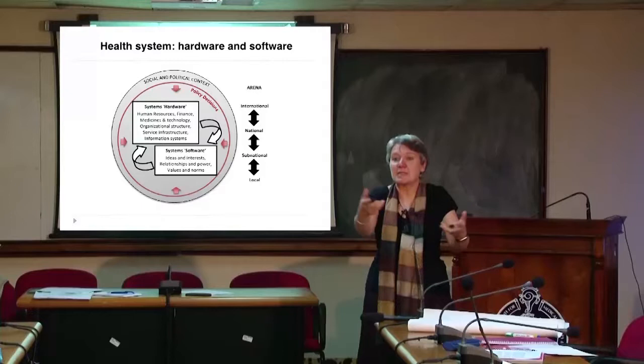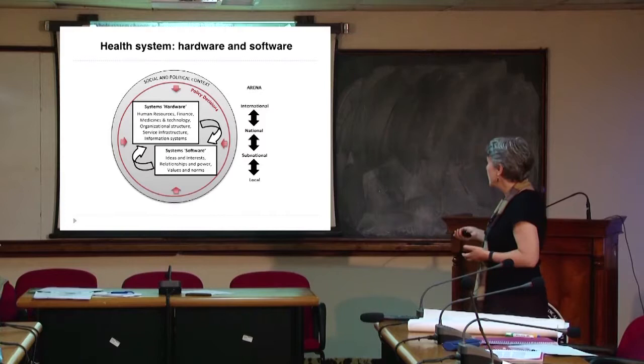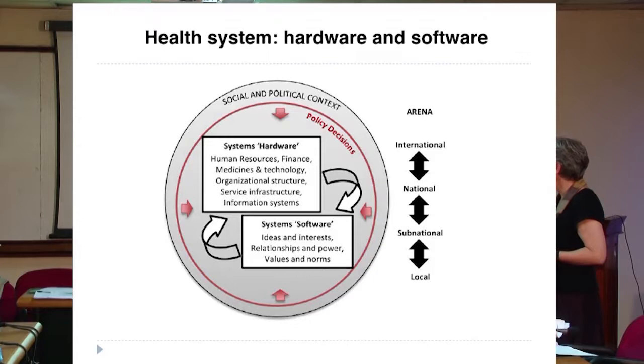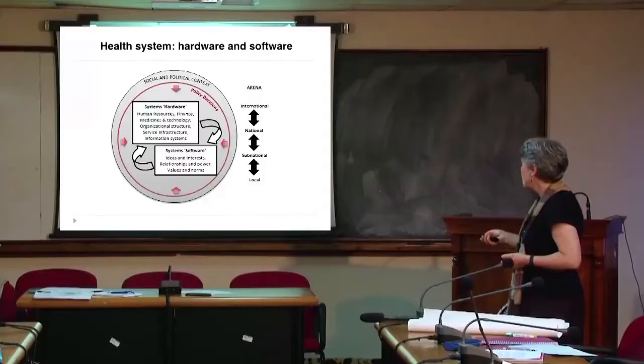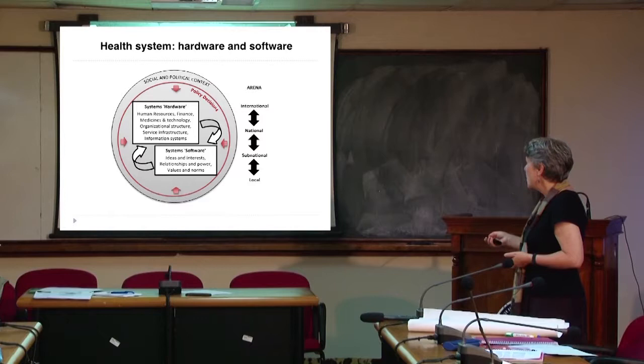Because the health system is a social and peopled system that not only has building blocks but has people acting in all sorts of diverse ways in that system, it's now become quite common to refer to a system as having hardware and a system as having software. The hardware would be the human resources, financing, organizational structure, all the things you've represented. And the software would be the ideas and interests, relationships and power, values and norms, all of those acting in a dynamic, acting in relation to each other.